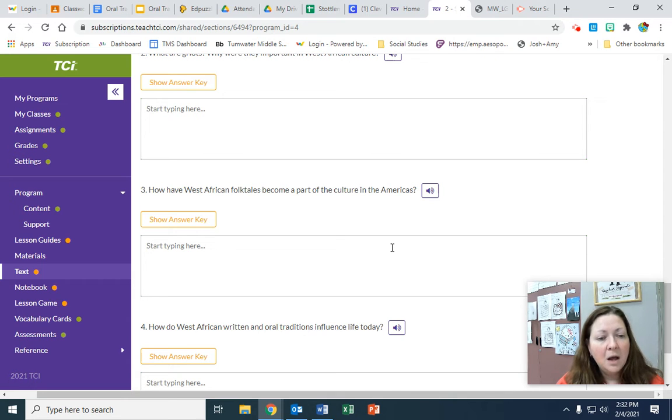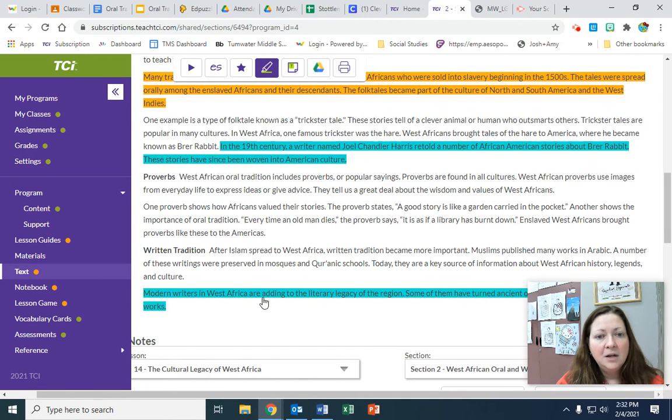Number 4, how do West African written and oral traditions influence life today? So like that's present times. So you're going to want to look in the 2 parts I have here that are highlighted in blue. So one gives an example of a folktale that is quite popular, and then the other is the very last sentence section.